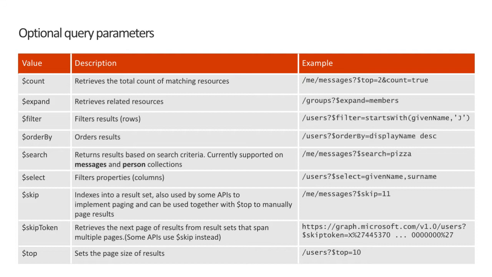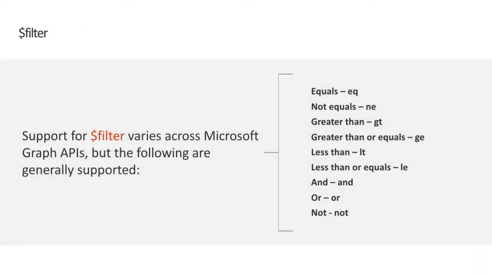Skip allows you to skip a specific number of results. That's really good for paging. A skip token will retrieve the next page of results from the result set that spans multiple pages. Some APIs use skip instead. And then top is only going to give us the first results that we want to get back. The filter property is going to vary in support across the different Graph APIs, but the following things are generally supported. Things like equals and not equals, and the ones that you see listed on the slide.